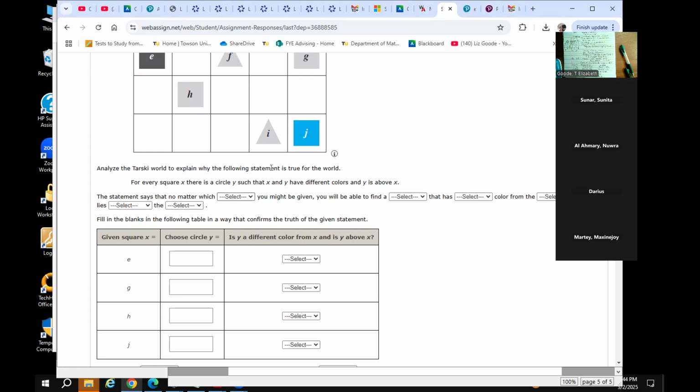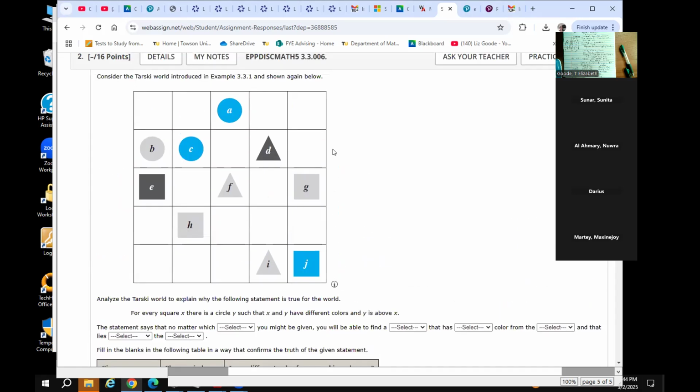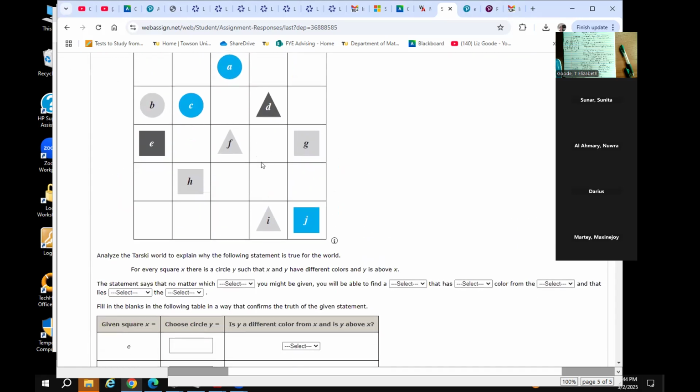Let's take a look at what the statement says, and that will help you understand why we need a table at all. What's the first quantifier in this statement?